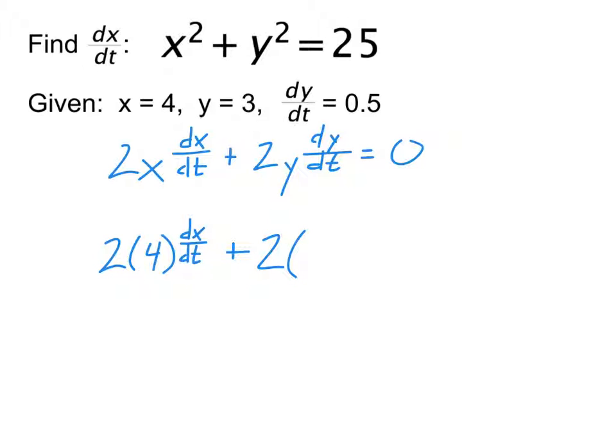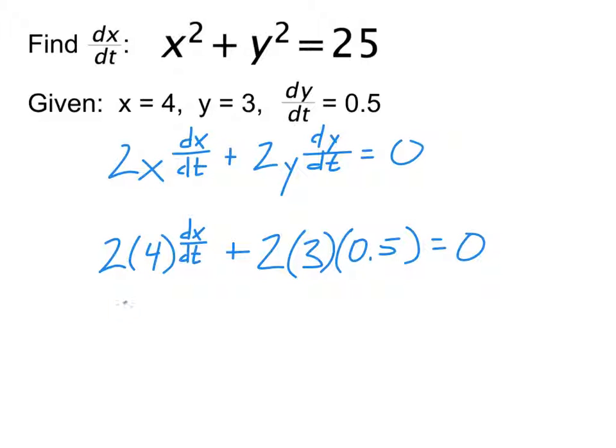2 times y. Do we know what y is? Yes. Yes, so we plug it in. 3. Do we know what dy over dt is? Yes, we're given that up here as well. That's 0.5, so I plug that in. So basically we find that derivative with respect to t, and then we go ahead and plug in the values that were given, and then it's a matter of doing the math from here.